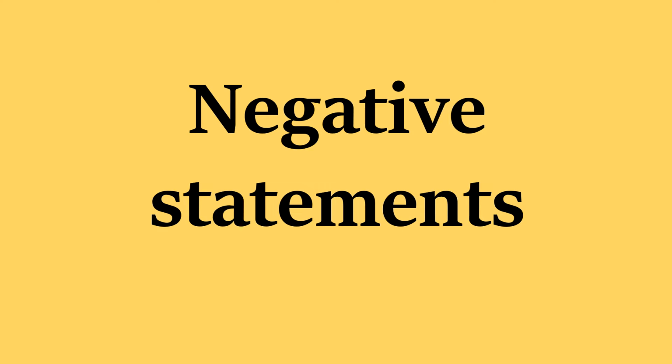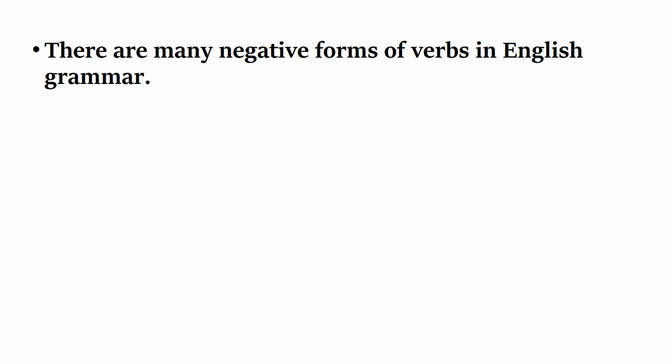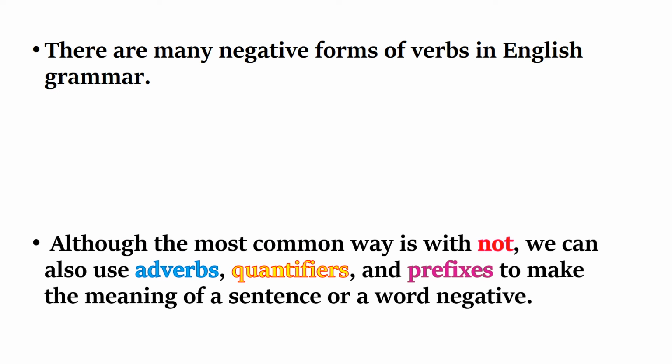In this part, we learn the negative statements and words which can be used to make different negative sentences. Okay, let's start. There are many negative forms of verbs in English grammar. Although the most common way is with not, we can also use adverbs, quantifiers, and prefixes to make the meaning of a sentence or a word negative.